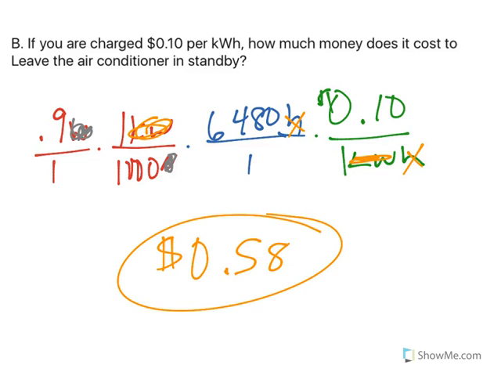So if you leave your air conditioner on standby for 9 months, you are paying 58 cents for that happening. Yeah, it's not too bad, but over the course of years, it could add up.